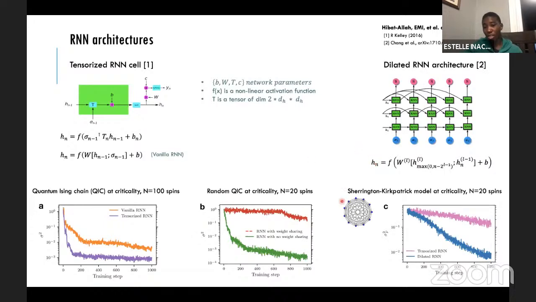And for long-range interacting systems like the so-called Sherrington-Kirkpatrick spin glass, we use a more sophisticated neural network architecture that uses skip connections. They were introduced in machine learning to deal with the vanishing gradient problem, but here we saw that it is accurate in capturing the long-range correlations that we have in our problem.